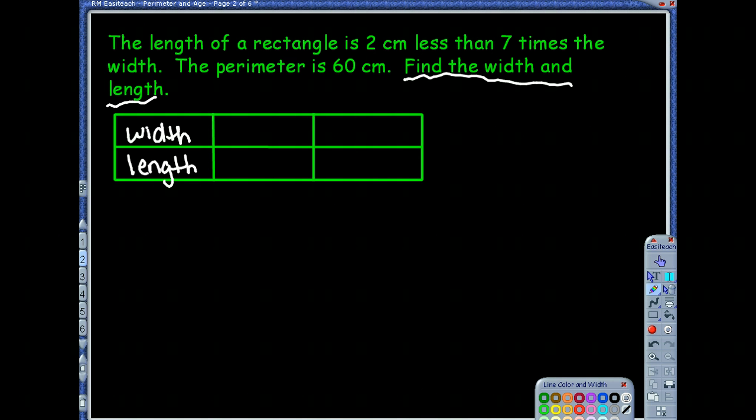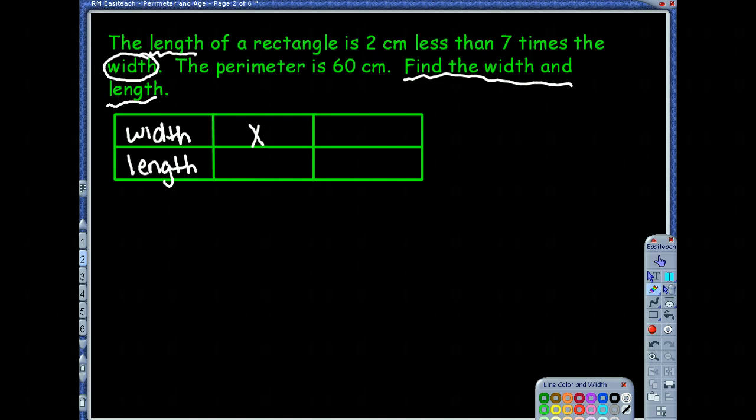All right. Now, if we try to think of which one of these pieces do I not know anything about right now, they do tell us something about the length. They say the length of the rectangle is 2 centimeters less than 7 times the width. I know nothing about the width right now. They don't give us any pieces of information about that, so that's what's going to get the variable.